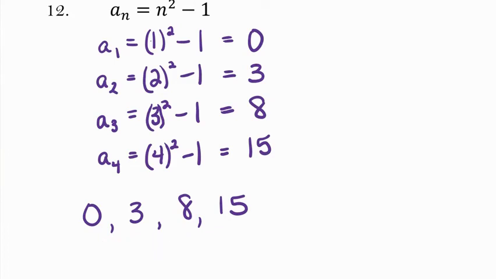Okay, for geometric, to get from 0 to 3, well, if I do 0 times anything, I'm still going to get 0, right? And if I look at from 3 to 8 and 8 to 15, I can't multiply 3 times something to get 8 and then also multiply to get 15. So in this case, it's definitely not geometric. So since I can't have a common difference, there's no common ratio, this one is neither. Okay.